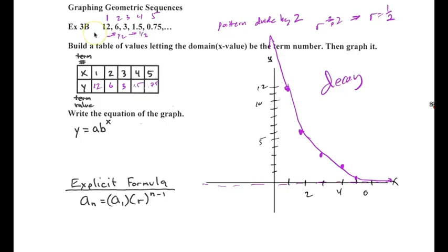So if I wanted to write the explicit form down here, all we need is our a1 and our r. We already have our a1, and we have our r now. r is 1/2. My explicit form is going to be 12 times 1/2 to the n minus 1. There we go. That's our explicit formula.